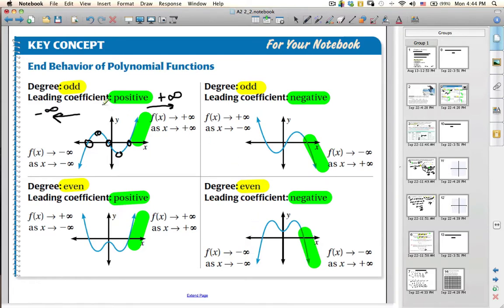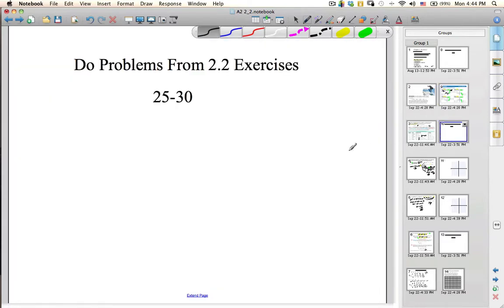Okay, so by looking at the degree and the leading coefficient, I can tell what happens on either ends of my polynomial, and that's a big help if I want to graph this with the least amount of work. So to practice identifying end behavior, go ahead and pause the video and work on problems 25 through 30, and then come back.